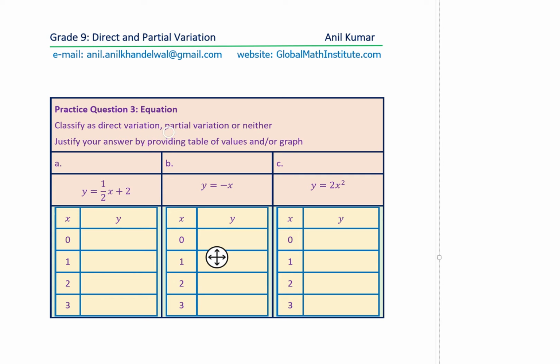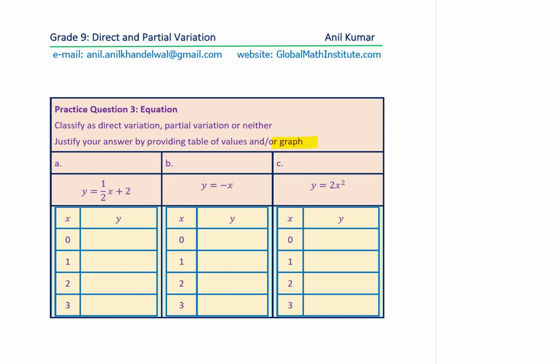Classify as direct variation, partial variation, or neither. Justify your answer by providing a table of values and/or graph. I'd like you to also sketch the graph. The table is given to you. The equations are y equals half x plus 2. Then we have y equals minus x and y equals 2x squared.